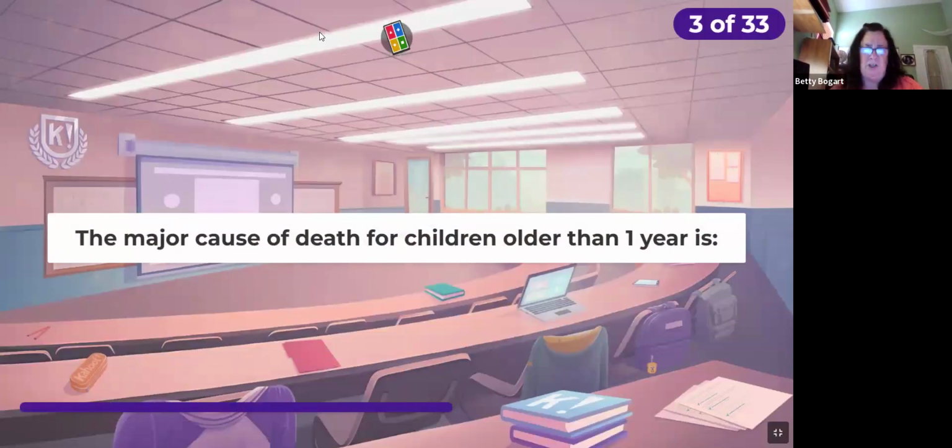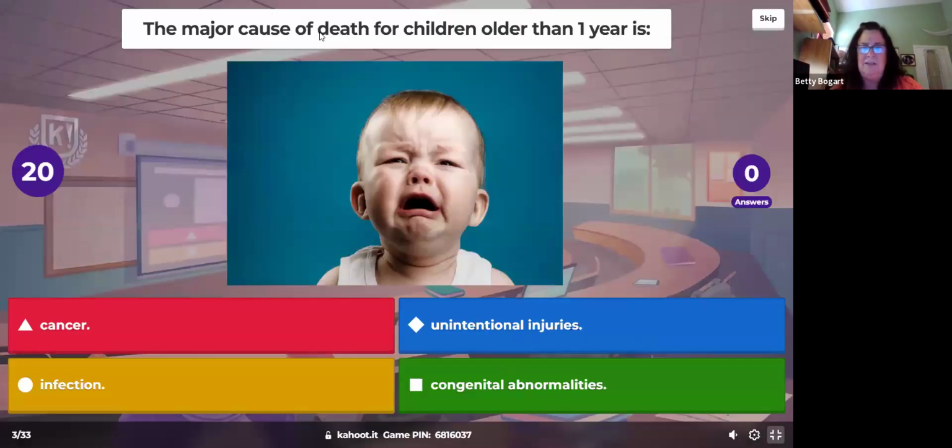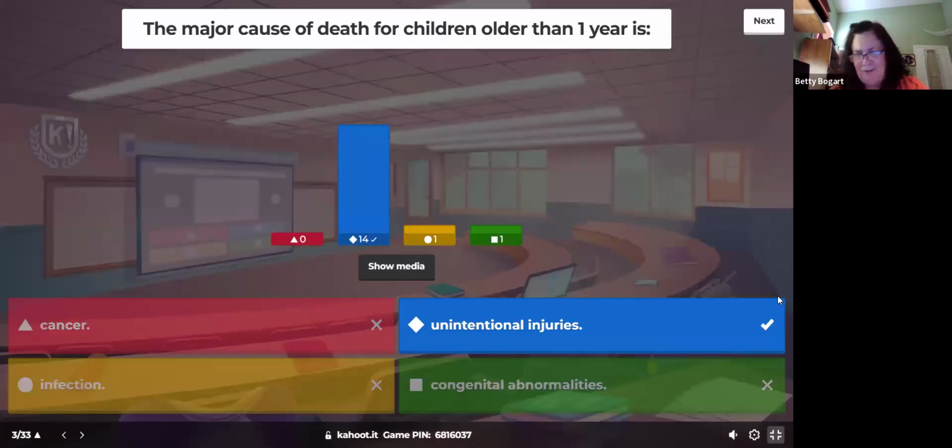The major cause of death for children older than 1 year is, hmm, so older than 1 year, these are toddlers. They're getting on top of couches and jumping over to the other couch and climbing up things and falling. This is what kids do, right? Especially those toddlers. You've got to let them try a little bit, but not to the point where they're going to fall on their heads and hurt themselves. It is unintentional injuries. Yes.